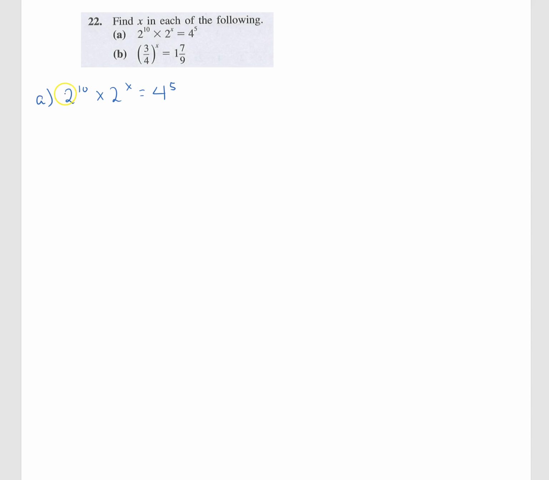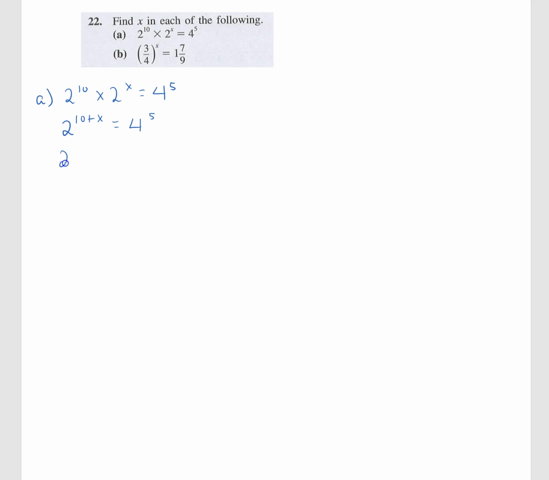We have two numbers with the same base, and they're multiplied by each other, so that means that we can add their exponents and simplify this to 2 to the power of 10 plus x, and that equals 4 to the power of 5. And now, because we have only one term on either side of the equation, we want to get the base of these two numbers to be the same. That means that we can just equate each of the exponents on either side, because those will have to be equal if the bases are the same.